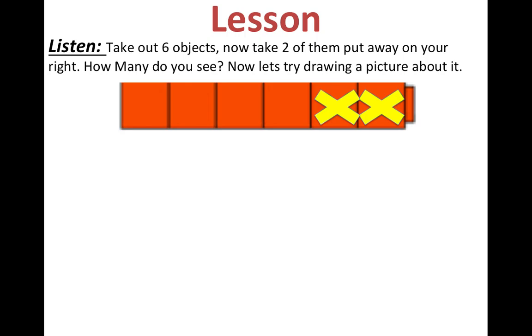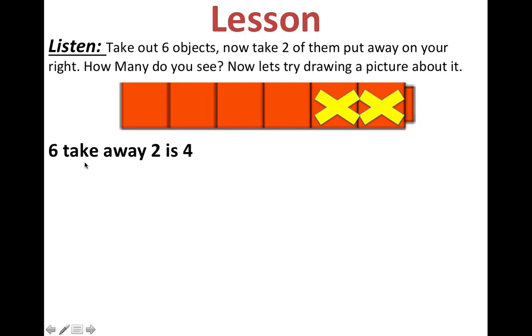Now, please use your fingers and show me how many I have left. Again, show me how many I have. So I have 4. That's correct. Now the sentence goes, this is the math way of saying 6 take away 2 is 4.